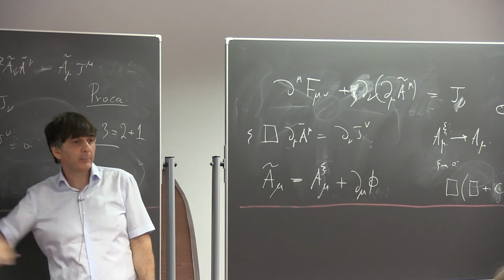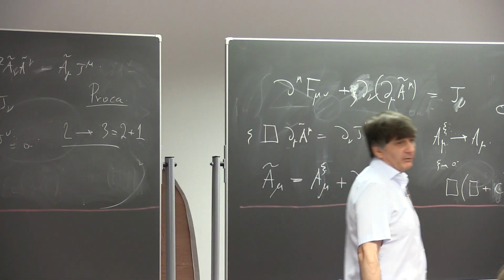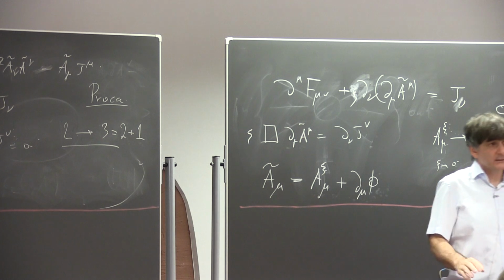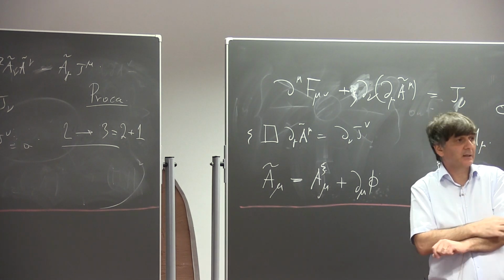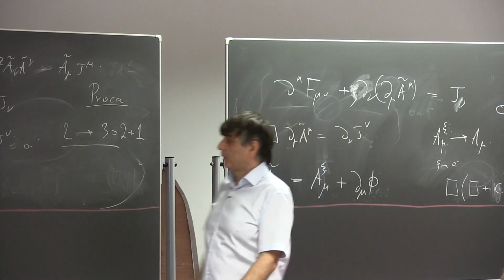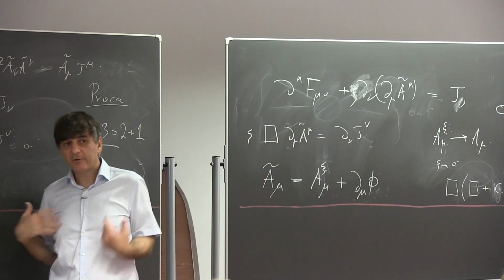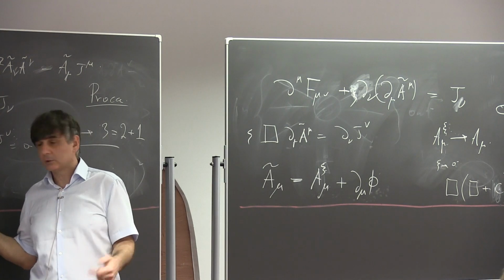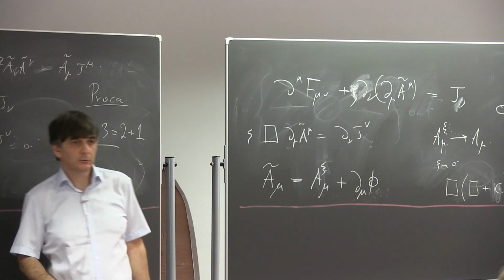Okay, so this is a precursor of the Higgs effect. In a certain sense, this part of the mass generation is identical to the Higgs effect. So the Stueckelberg field is effectively a Goldstone boson that was eaten up by the photon.